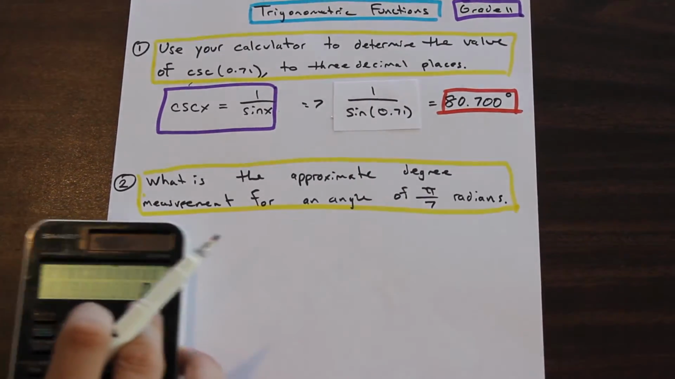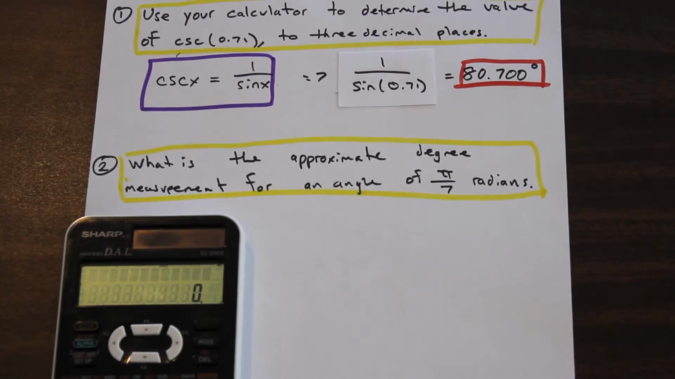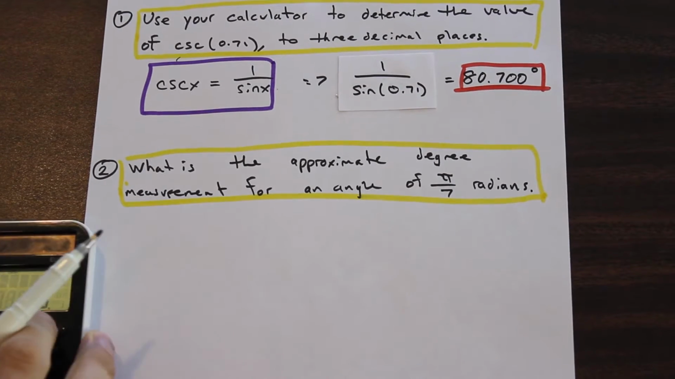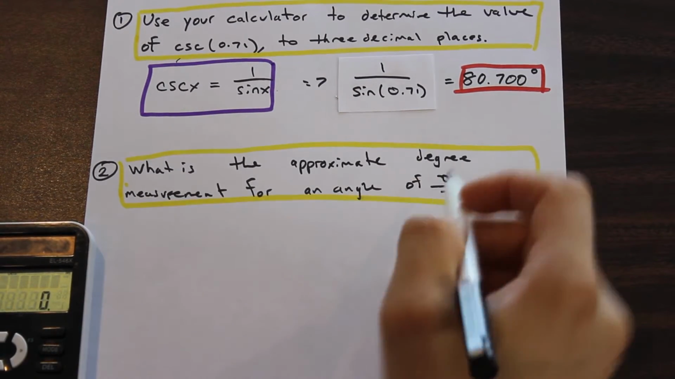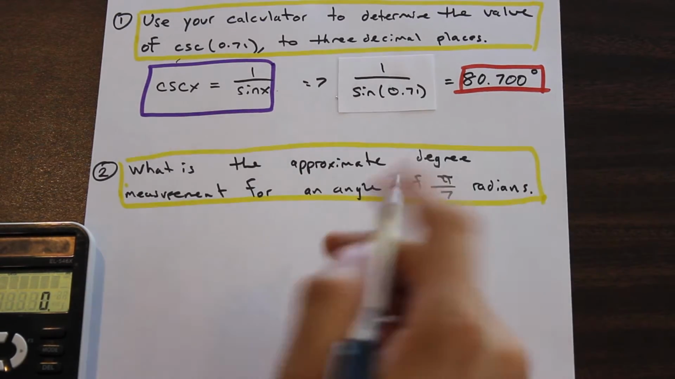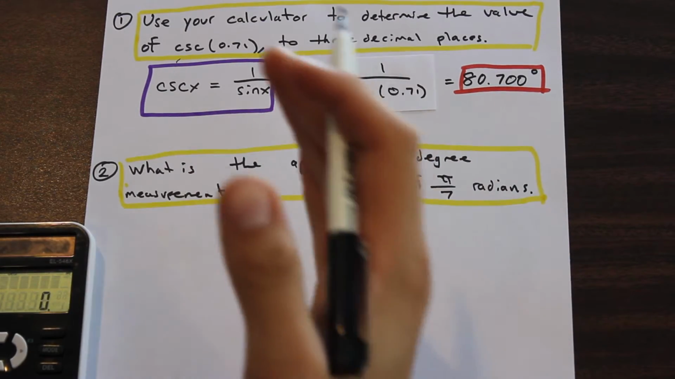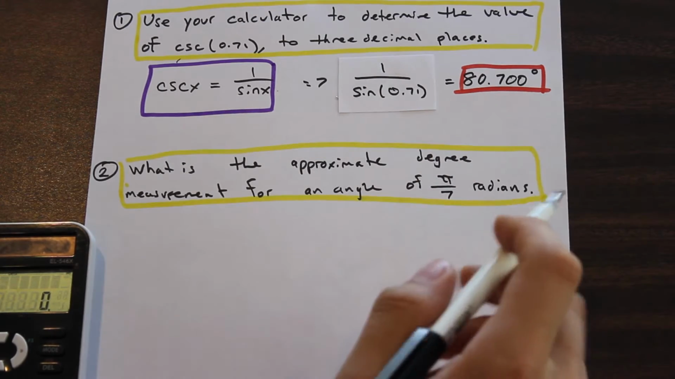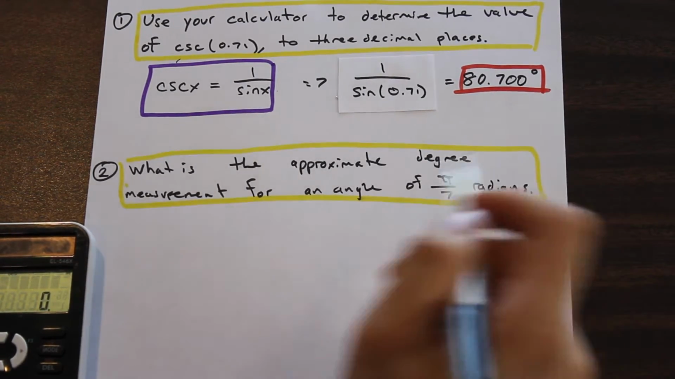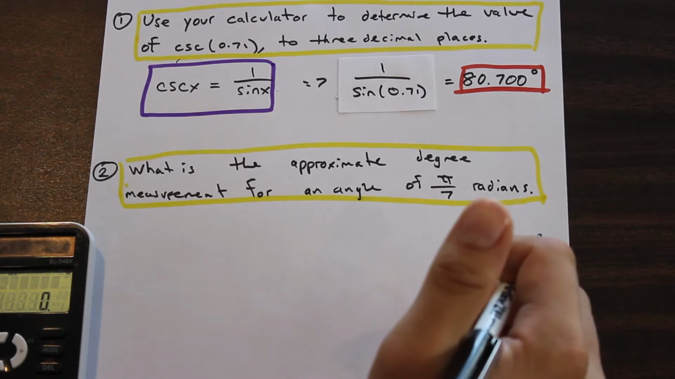Let's go on to the next question. What is the appropriate degree measurement for an angle of pi over 7 radians? This is also a very useful trick to learn. You can do this in your calculator, but if you know this, then you're good. If you want to convert radians to degrees, you multiply whatever the radian measurement is by 180 over pi.